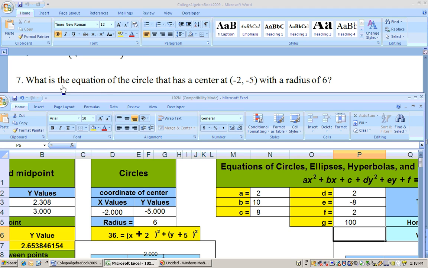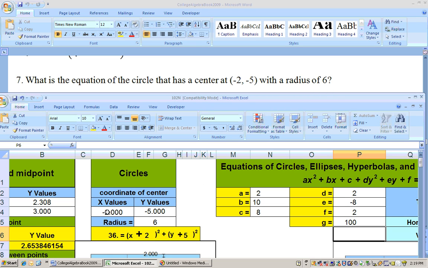Okay, on problem 7, it says, what is the equation of a circle that has a center at -2, -5 with a radius of 6? Well, the equation of a circle is x minus h, this is your h, and x minus a minus 2 would be x plus 2 squared plus y minus k, well this is your k, minus 5, and y minus a minus 5 is y plus 5 squared equals the radius squared, so it equals 36.